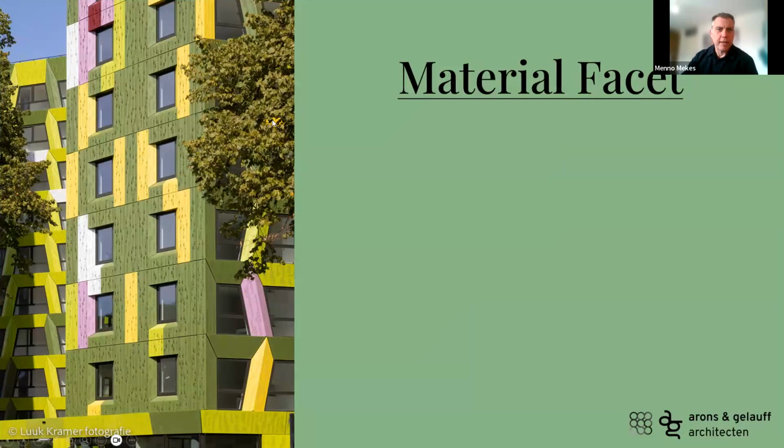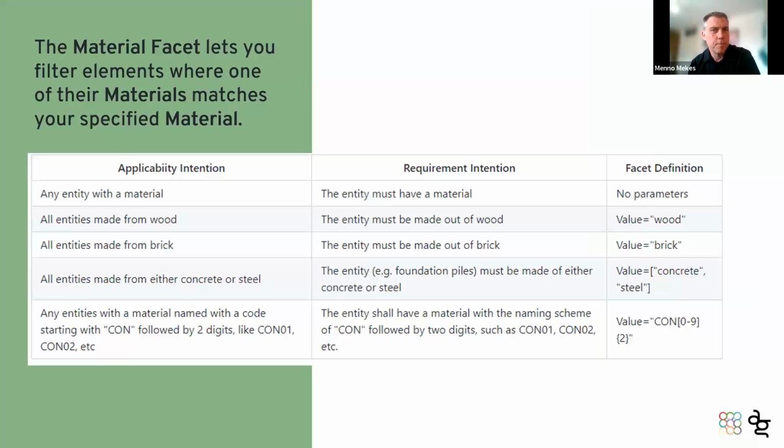And now, since we're looking at beautiful buildings, let's continue with the material facet. And this is, again, from this excellent documentation on GitHub that says the material facet lets you filter elements where one of their materials matches your specified material.